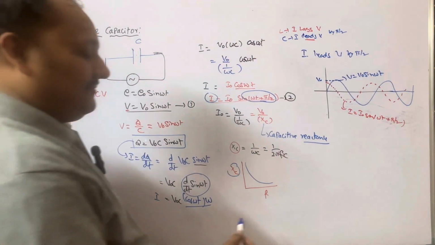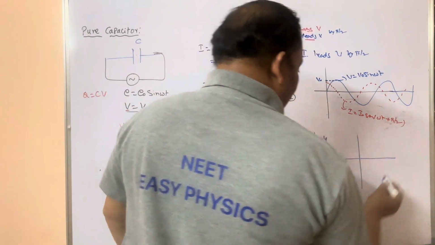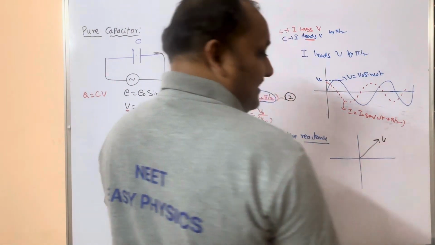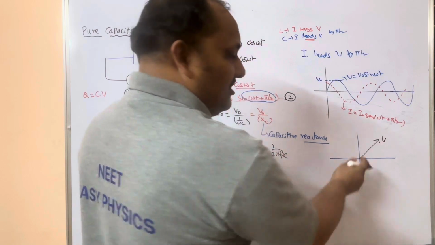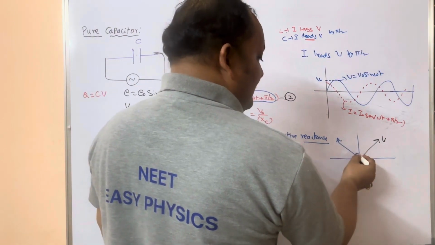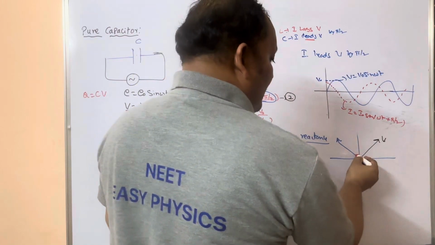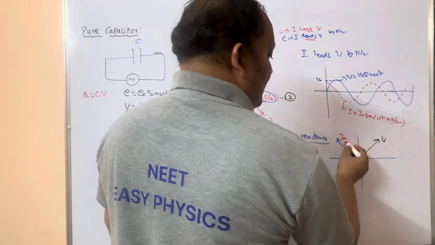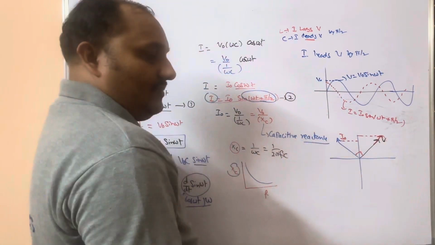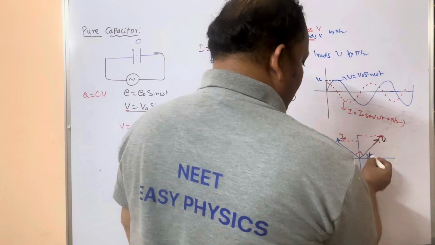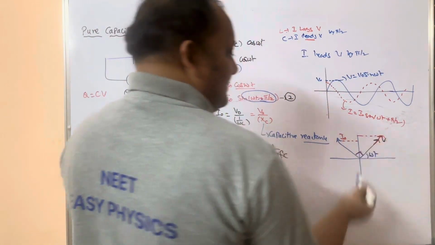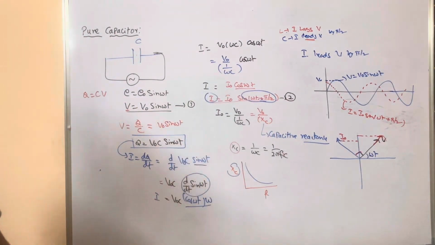Next, the phasor diagram. For the inductor case, if you have shown voltage like this, the current we have shown here because current lags. Now current leads by how much angle? Pi by 2. Therefore, this is going to be I naught and this is going to be V naught. Next, this is going to be omega t plus pi by 2, so omega t plus 90 degrees. That is the phasor diagram.